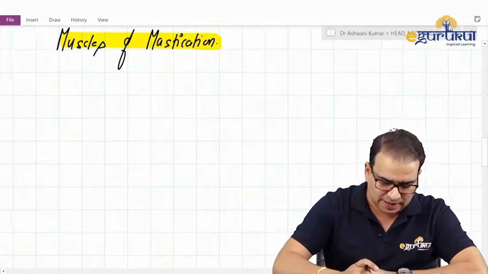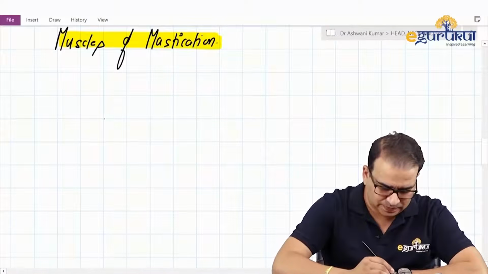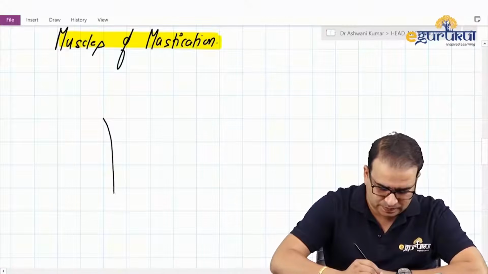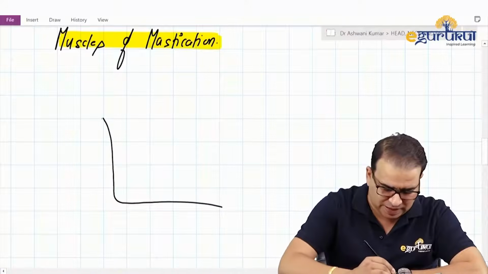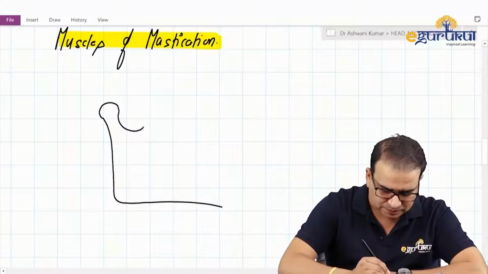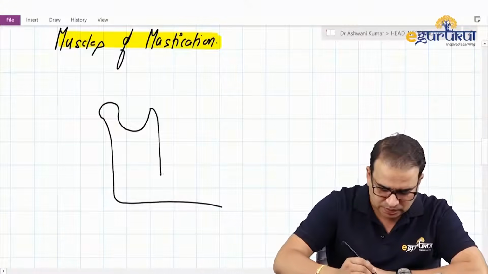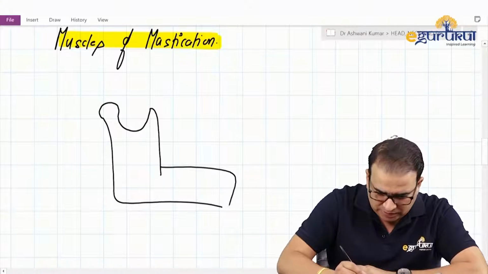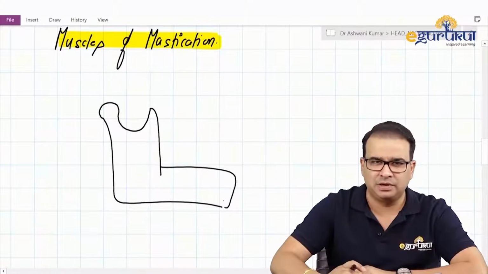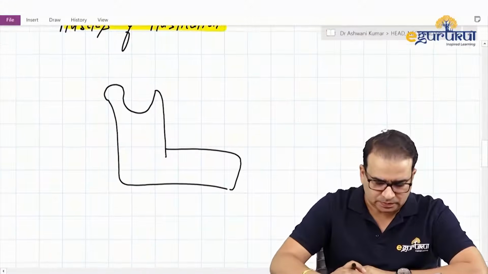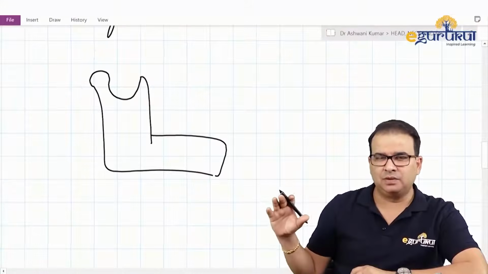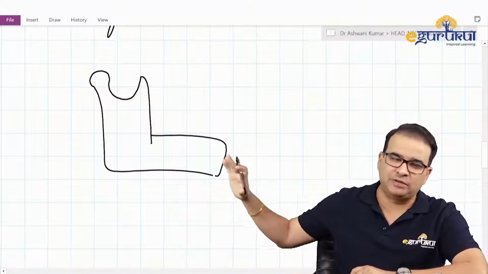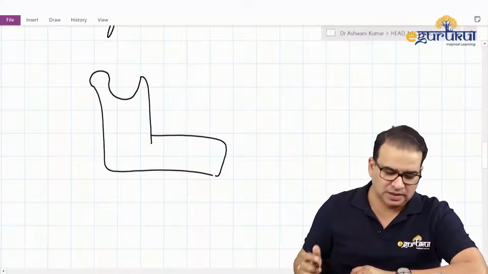Now, let's say we are looking at the cut section of the mandible. Here's the head of the mandible, the neck, that is the mandibular notch, the coronoid process, and that is the body. And I'm not drawing the mandibular teeth. Let's presume this is the view of the mandible from outside. You're seeing it from the lateral side, from the outer aspect.